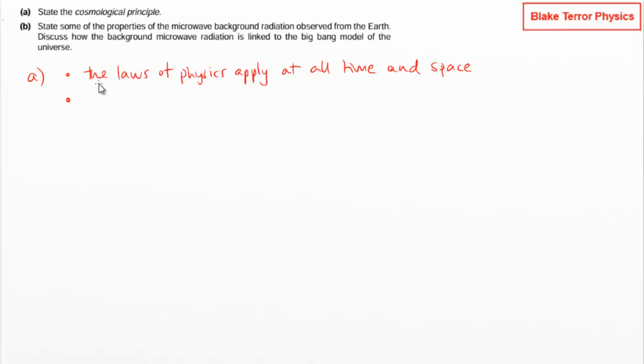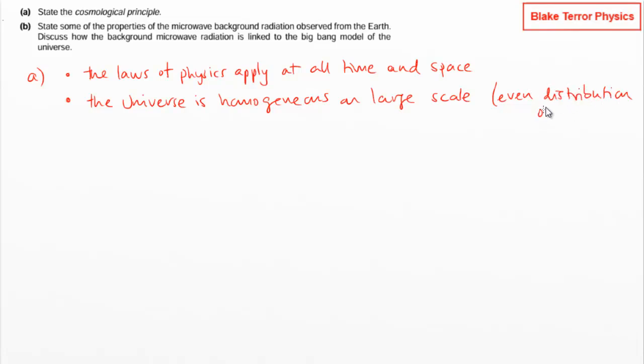So we've got that. We can say that the universe is homogeneous on the large scale. So this is getting at matter distribution, so even distribution of matter. And then we can say that it is isotropic. So the universe is isotropic also on the large scale, so it looks the same in all directions. So there's no center or edge to the universe.